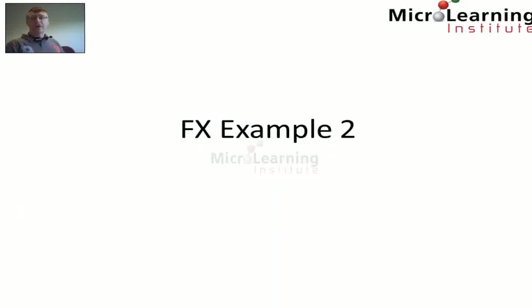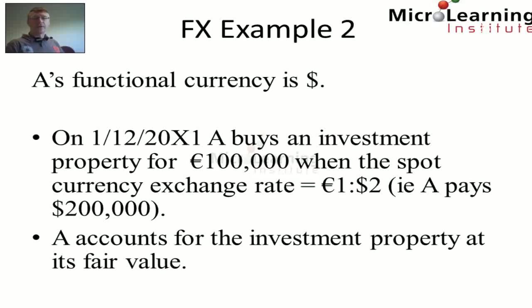Let's look at another example now in relation to foreign exchange transactions. In this example, once again, we're told that A's functional currency is the dollar, and we're also told that on the 1st of December 20x1, A buys an investment property for €100,000 when the spot currency exchange rate is €1 to $2, and that is A pays $200,000 to acquire this property. We're also told that in line with IAS 40, A accounts for the investment property at its fair value.